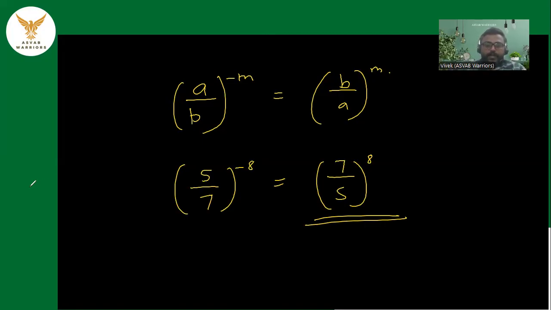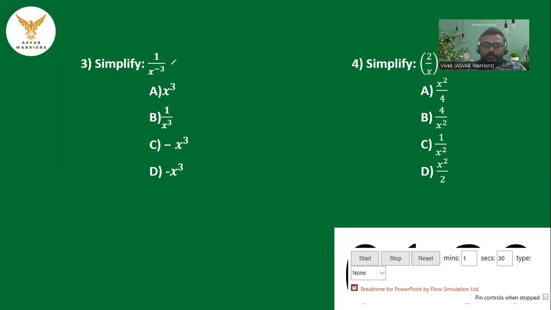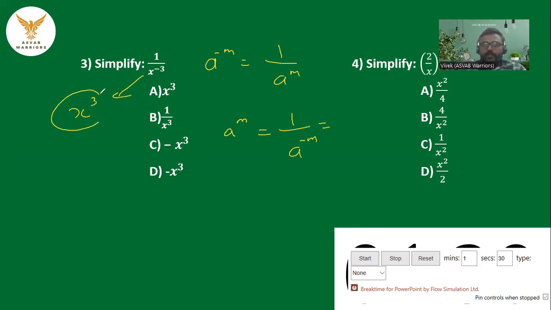Write it down, guys, and let me solve both these questions for you. See here, as I told you, if it is a to the power negative m, it will be nothing but 1 over a to the power positive m, and it also goes vice versa. If it's a negative power in the bottom, you can just make it like this, x to the power positive 3.